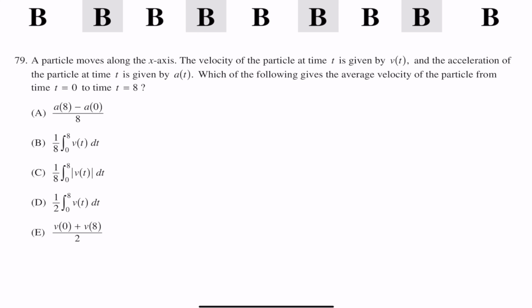Number 79, a particle moves along the x-axis. The velocity of the particle at time t is given by v of t, and the acceleration is given by a of t. Okay, which of the following gives the average velocity? Average velocity, what's the formula for it?